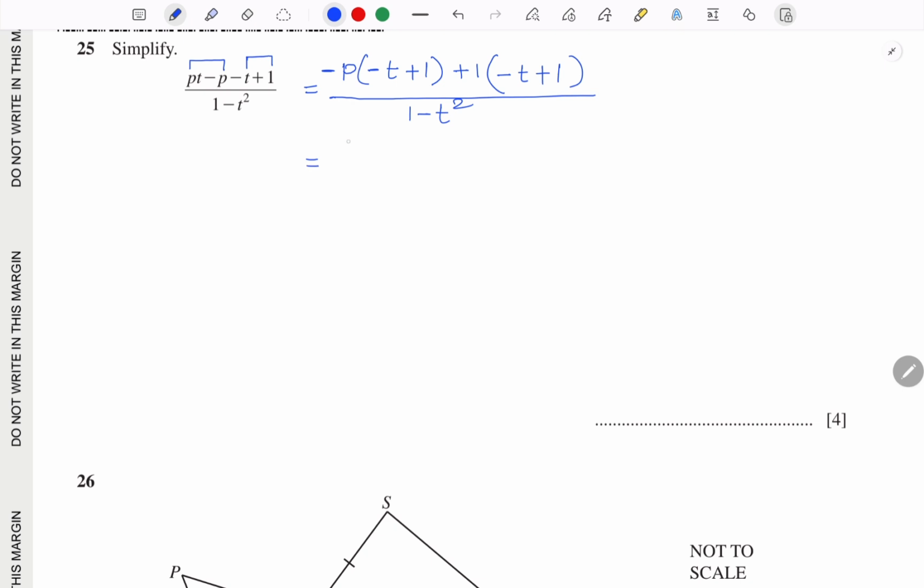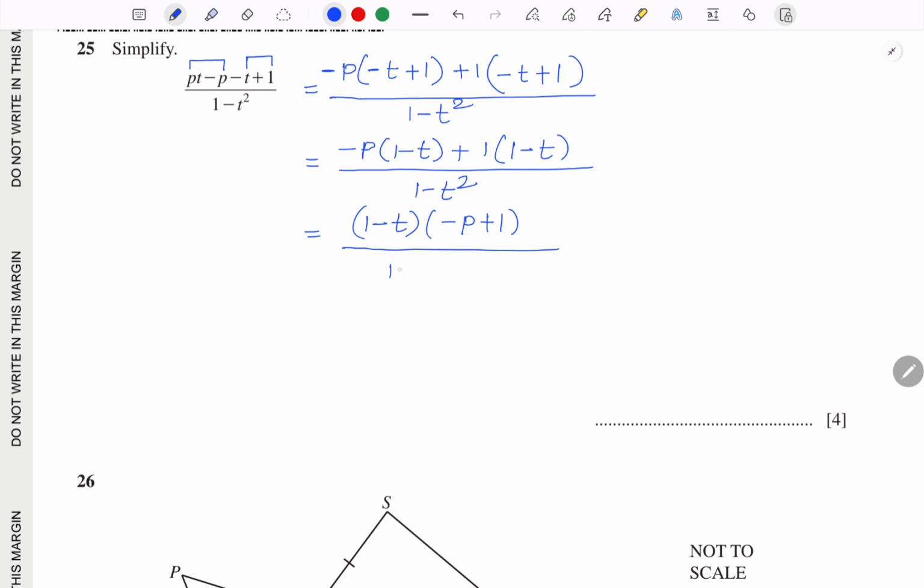Here, I can write this as minus P (1 minus T) plus 1 into (1 minus T), divided by (1 minus T) squared. I can factor out 1 minus T here, and here I will be left with minus P plus 1 divided by (1 minus T) squared.